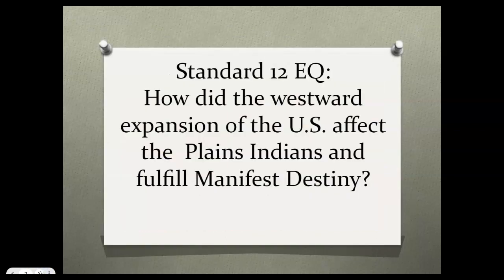Standard 12 essential question asks, how did the westward expansion of the United States affect the Plains Indians and fulfill the idea of manifest destiny? And if you remember back a couple of chapters ago, we studied manifest destiny, and that was the idea that we were destined to stretch our nation from the East Coast to the West Coast, from one ocean to the next.